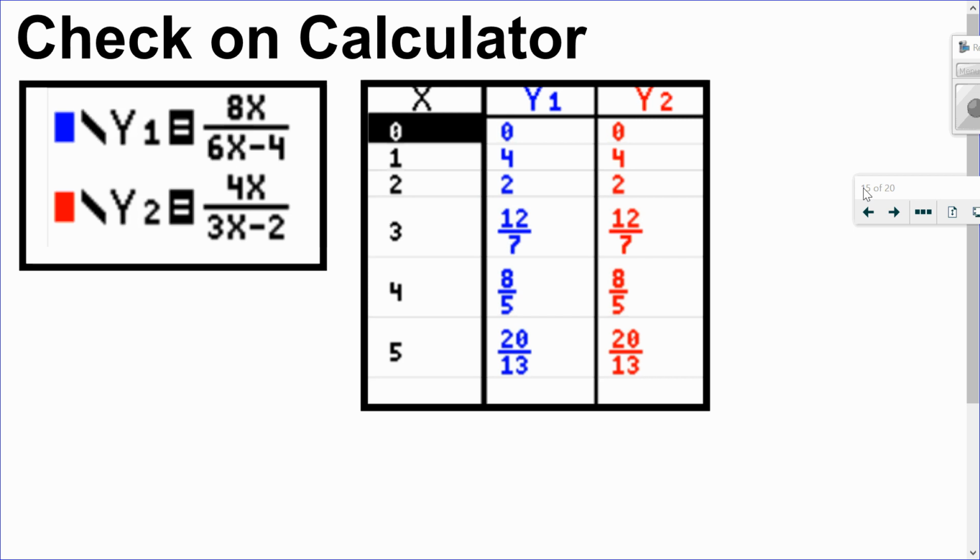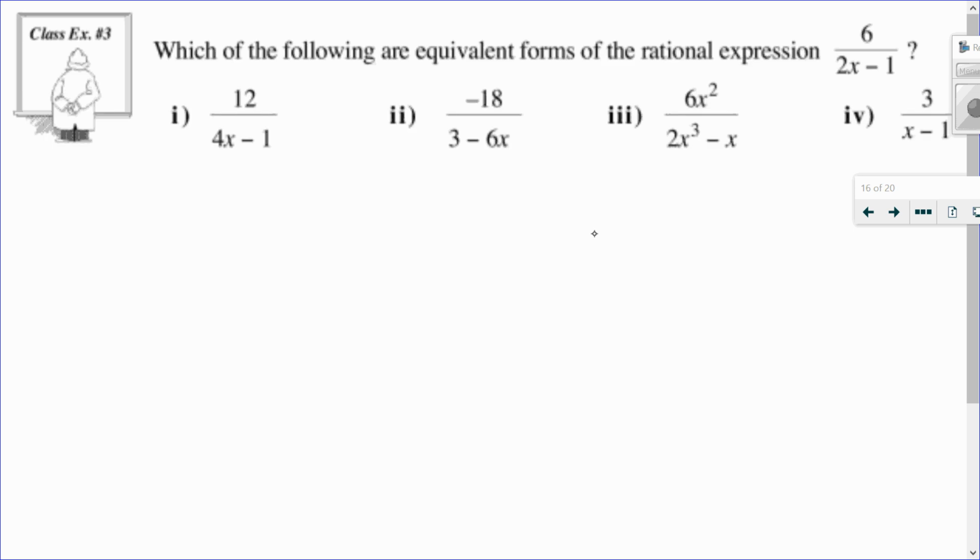So I can check if 8x over 6x minus 4 is truly equal to 4x over 3x minus 2, remembering that the check always happens in the table, and you can see that they are equal, so I know those are equivalent fractions. Okay, let's try another one.